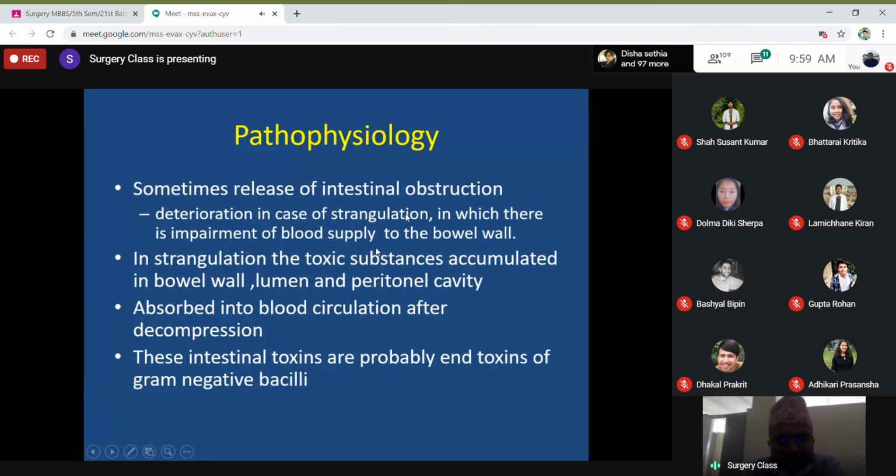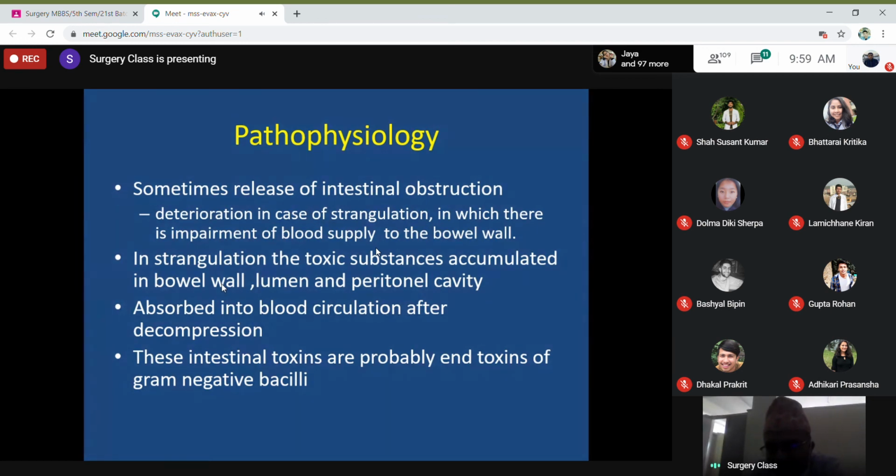consequence of intestinal obstruction. So the patient is in strangulation, and you release the obstruction or strangulation by a surgical procedure or anything, then the patient may suddenly deteriorate rather than improve. So what is the pathophysiological mechanism behind rapid deterioration of the patient after release of the obstruction? In strangulation, the blood supply to the bowel is compromised.